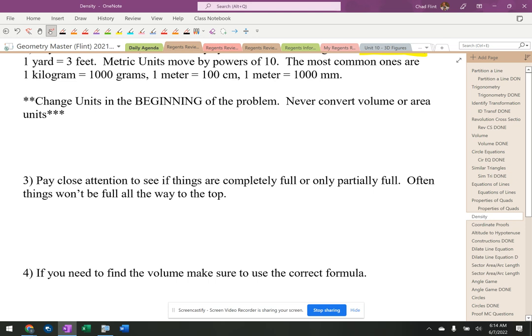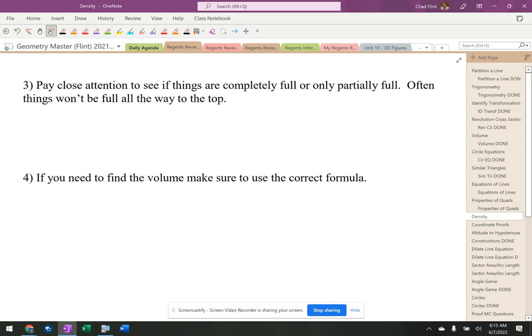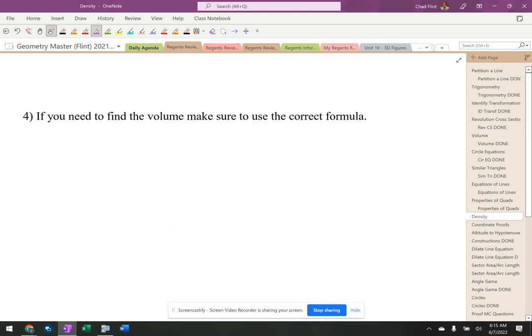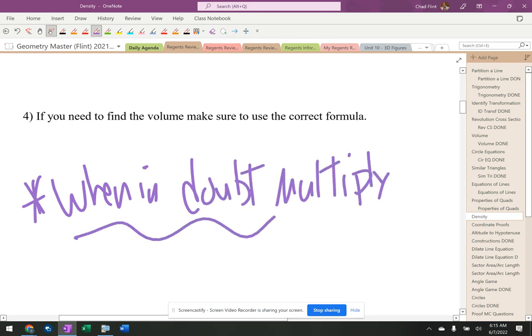All right. And it says if you need to find the volume, make sure you use the correct formula. And really, you're going to have to find the volume in just about every one of these problems. Okay. And then the last thing that I do not have on here is when in doubt, multiply. And I know when we did this unit, I definitely said that.